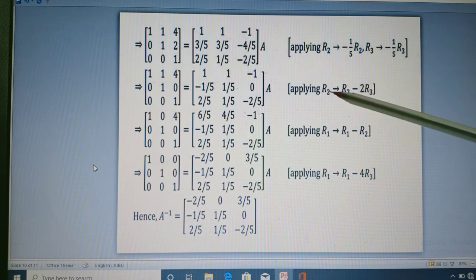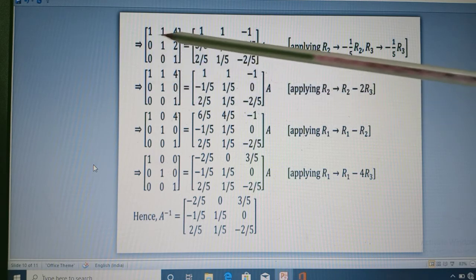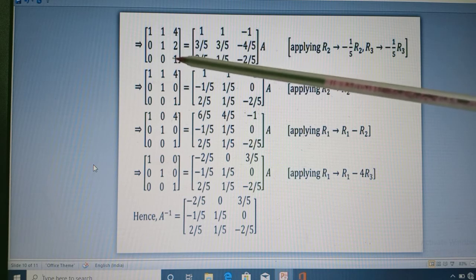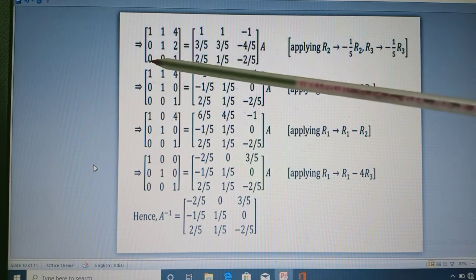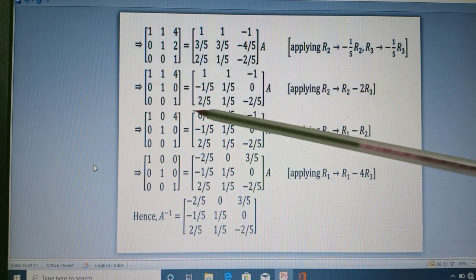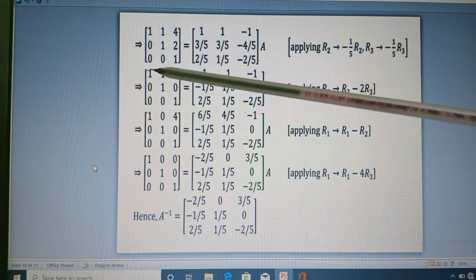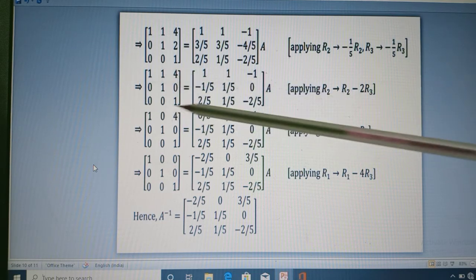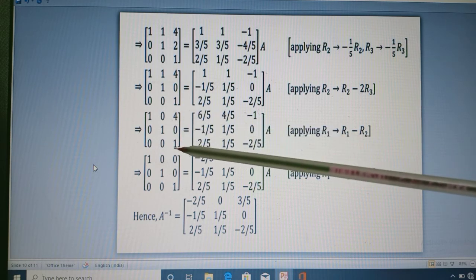Then R2 is going to change to R2 minus 2R3. So 2 into R3 means this becomes 2. So 2 minus 2 is 0 here, and the rest is the same because here is 0. Next we are going to change R1 to R1 minus R2. Okay students, so R1 minus R2, this entry becomes 0, and 4 minus 0 is 4. Then lastly we have to make this entry 0, so R1 minus 4R3.